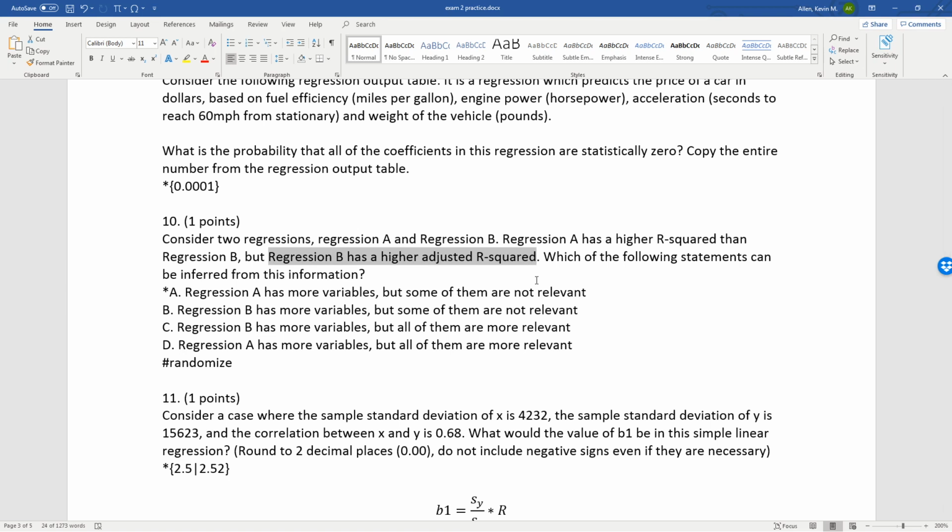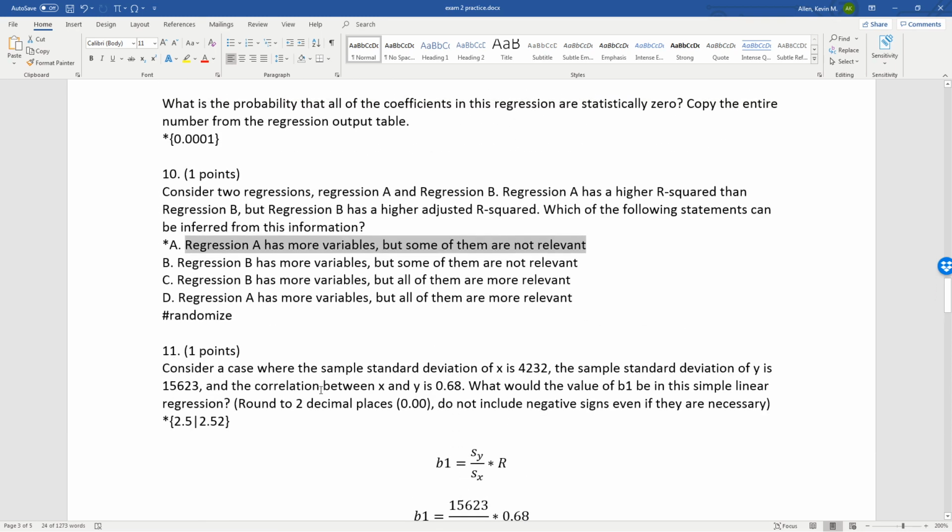So what that means is, if you aren't penalizing for lost degrees of freedom, regression A is better. But if you do have that penalty, regression B is better. So what that means is, regression A must have more variables, but some of them are not relevant. So regression A has more variables, so its r squared is higher, but regression B, by dropping insignificant variables, has a higher adjusted r squared. So the correct answer here is regression A has more variables, but some of them are not relevant.